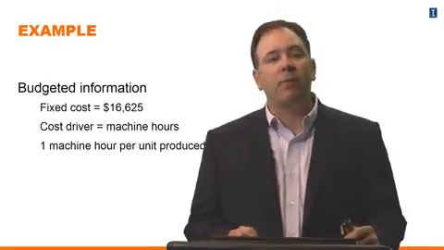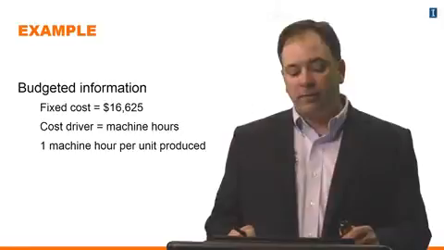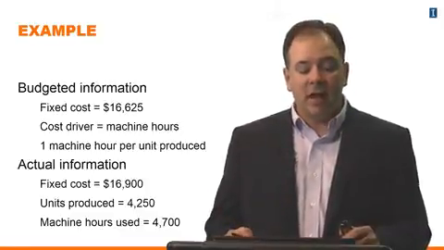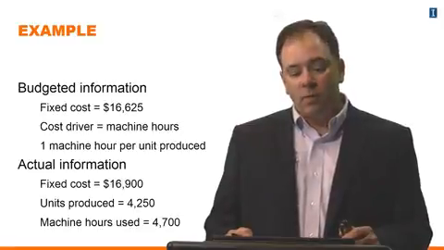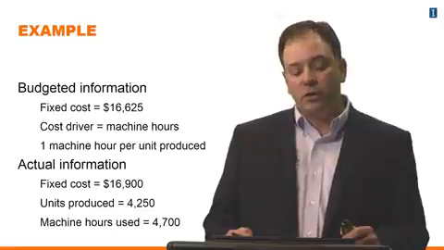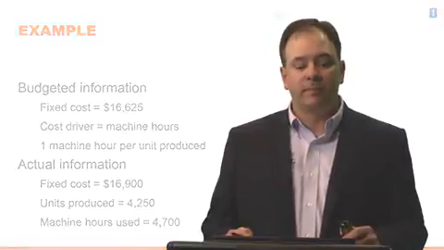At the end of the accounting period, we collect the actual information. And that is that we have actually spent in fixed costs $16,900. We actually produced 4,250 units, and our machine hours used was 4,700.